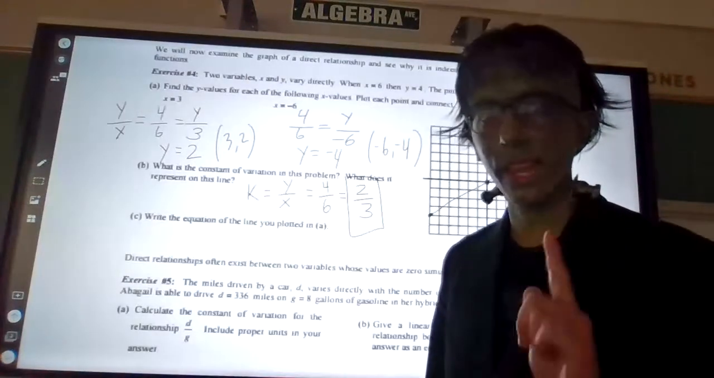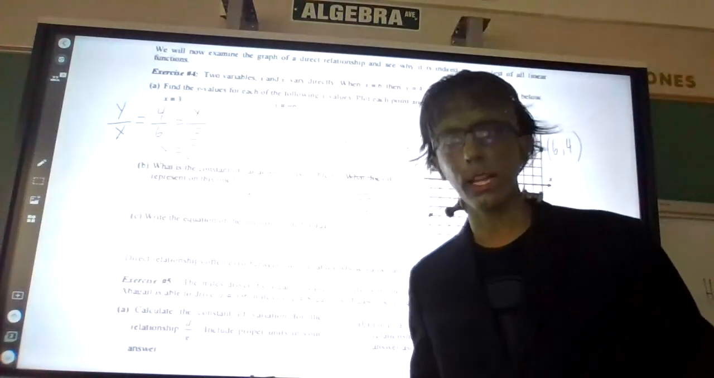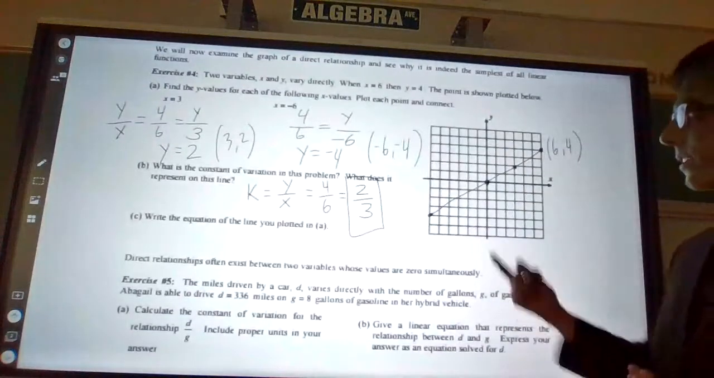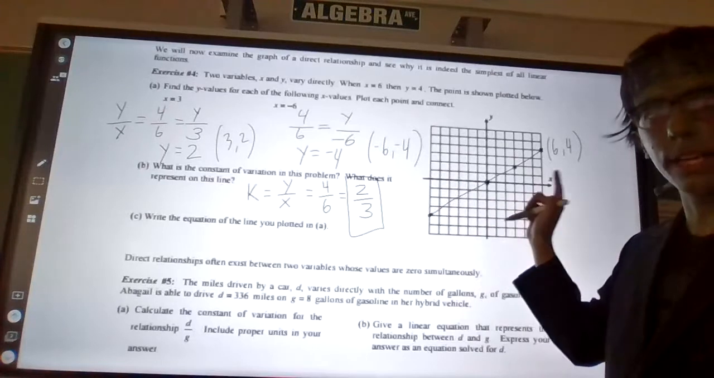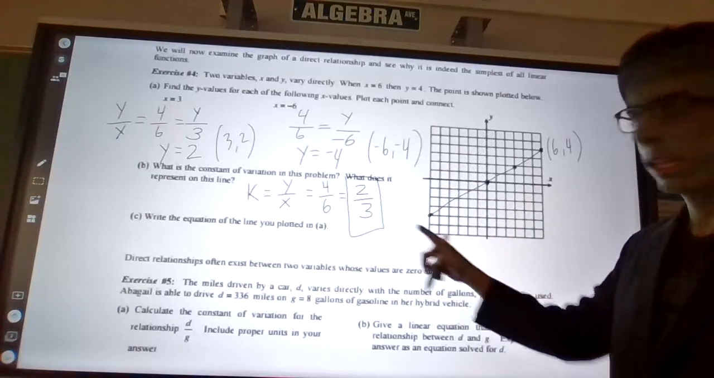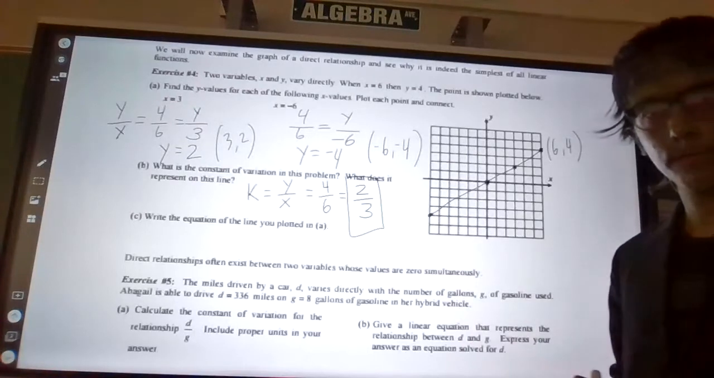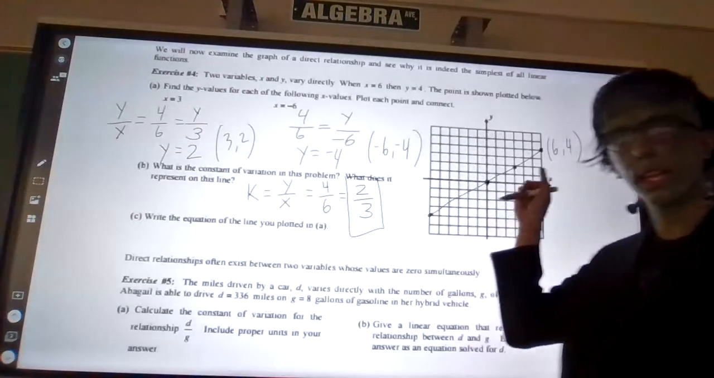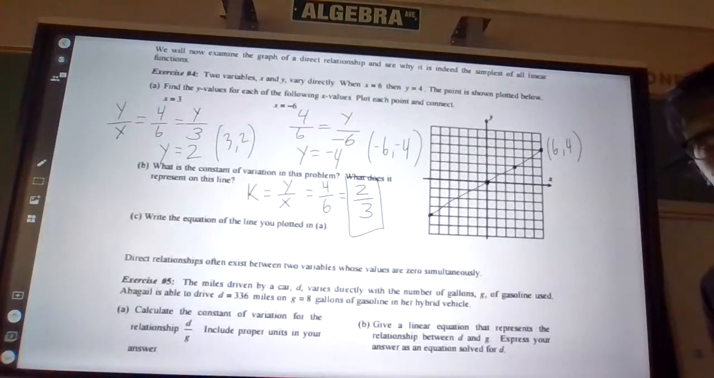Now think closely here, or carefully, closely and carefully, why not? What does this constant of variation represent on this line? 2 over 3, 2/3. What could that possibly give us for this line here? Do you guys see it?